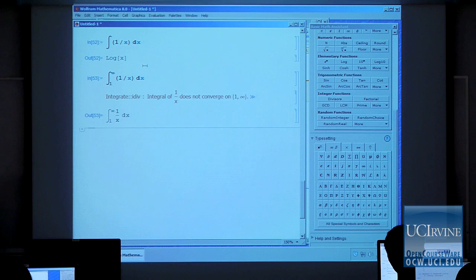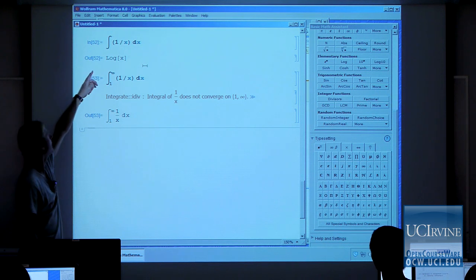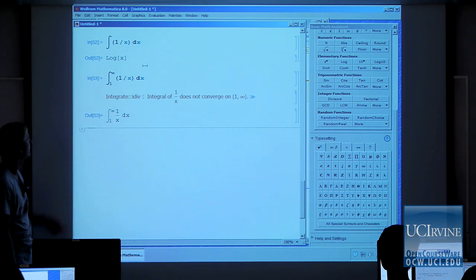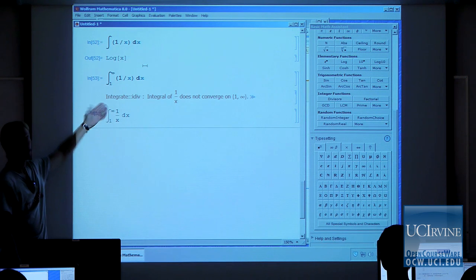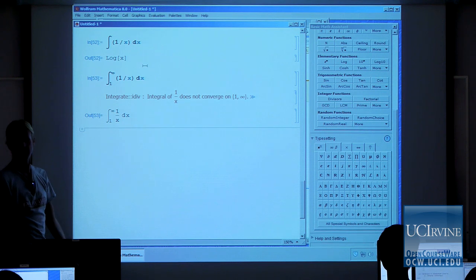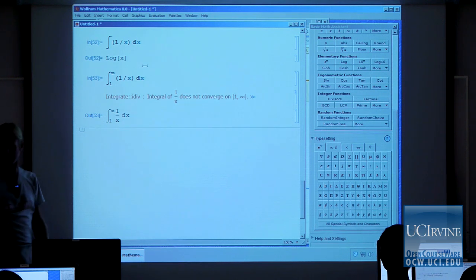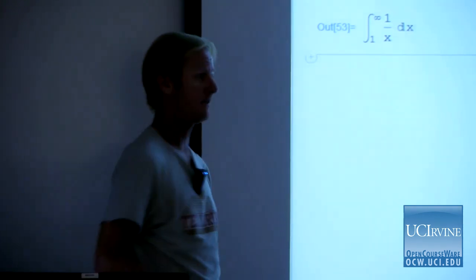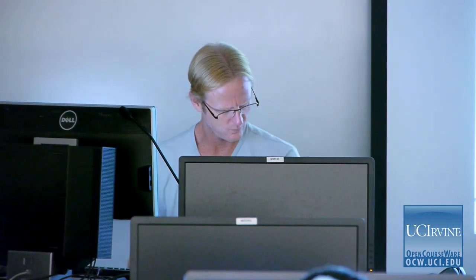And why do we get this error? Well, the reason we get this error is because we know already that the indefinite integral is log x. When we plug in log of infinity, we get infinity. So that is an example of a case of an integral that does not converge. Right? It doesn't give us a number. All right? So that's something to be aware of.